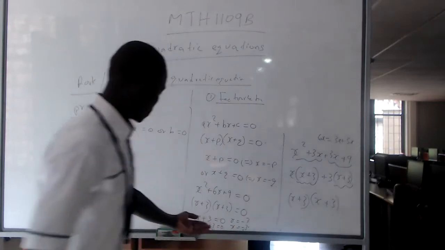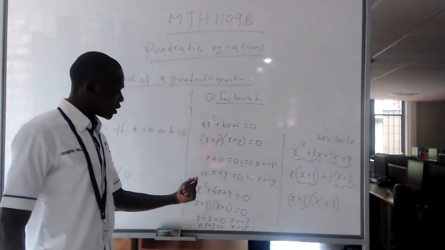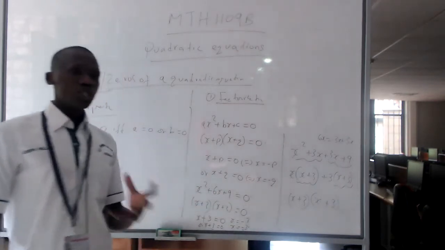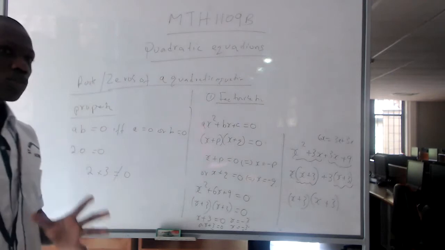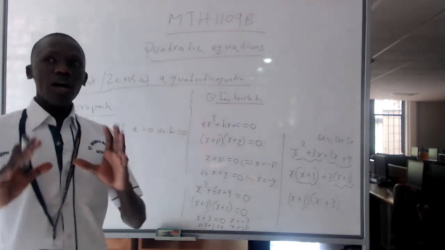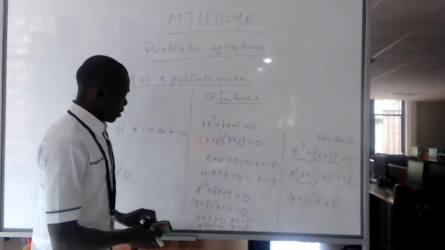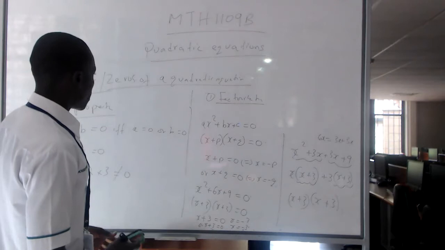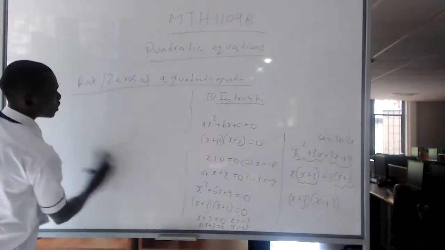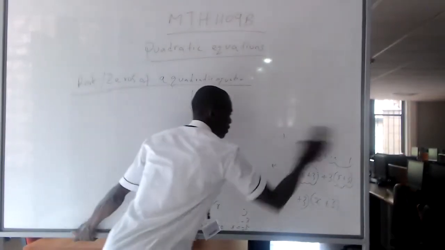It can happen. So because x plus 3 times x plus 3 is 0, either x is minus 3 or x is minus 3. This is an example of an equation with repeated roots. So the fundamental theorem of algebra tells you that for a quadratic expression, we expect at most two solutions. Let me give another example of a quadratic equation which we will solve by factorization.